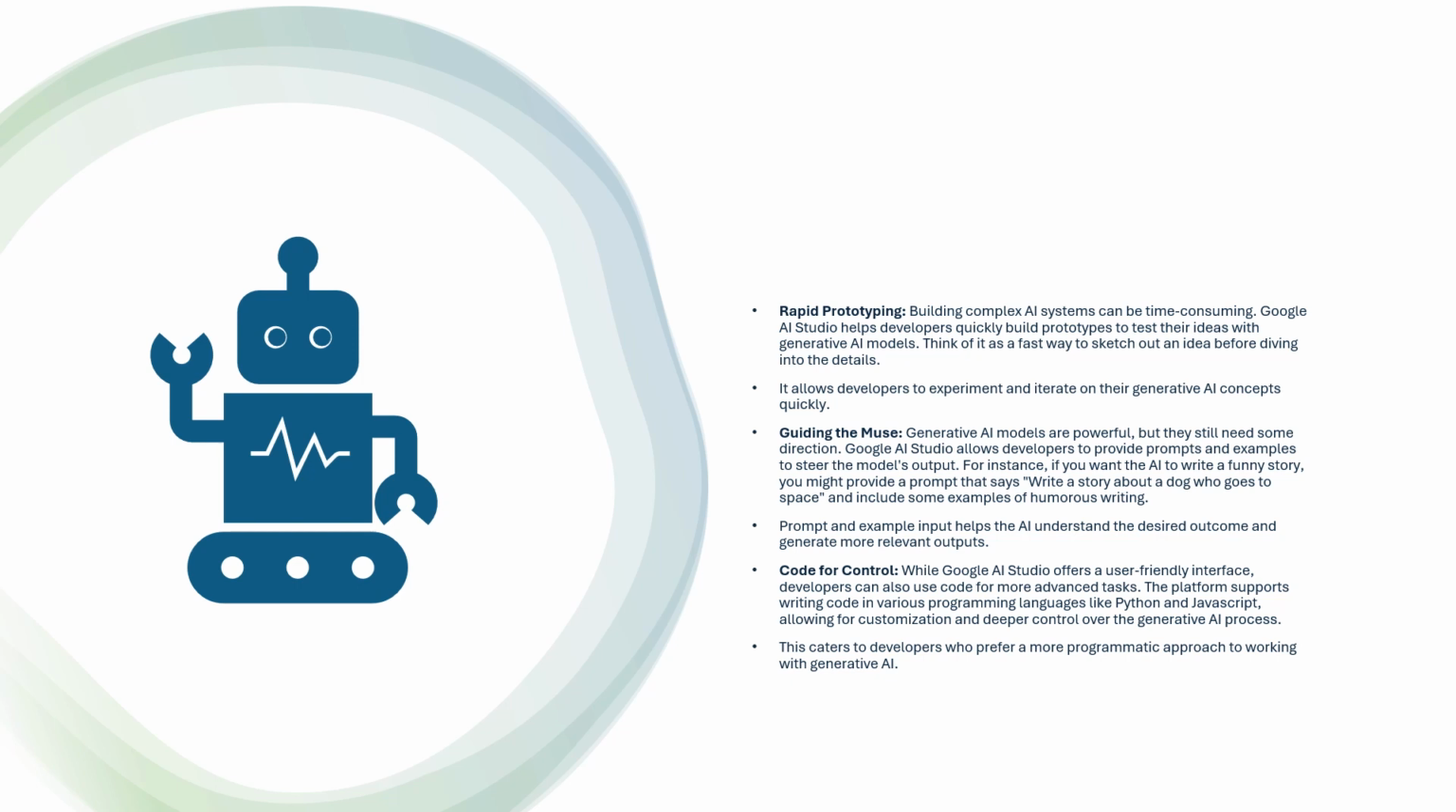While Google AI Studio offers a user-friendly interface, developers can also use code for more advanced work. The platform provides SDKs, or software development kits, in various programming languages like Python and JavaScript, allowing for customization and deeper control over the generative AI process. This caters to developers who prefer a more programmatic approach to working with generative AI.